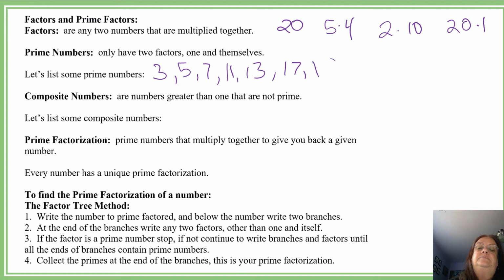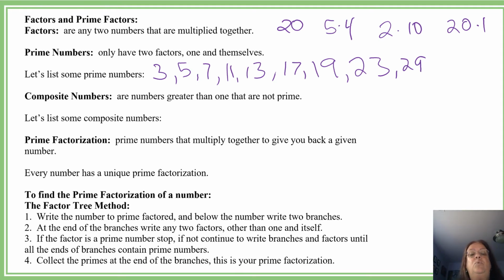19. And then 21, 3 times 7. So that's not prime. 23, prime. 25, 5 times 5. 27, 3 times 9. 29. Okay, so you get the idea.